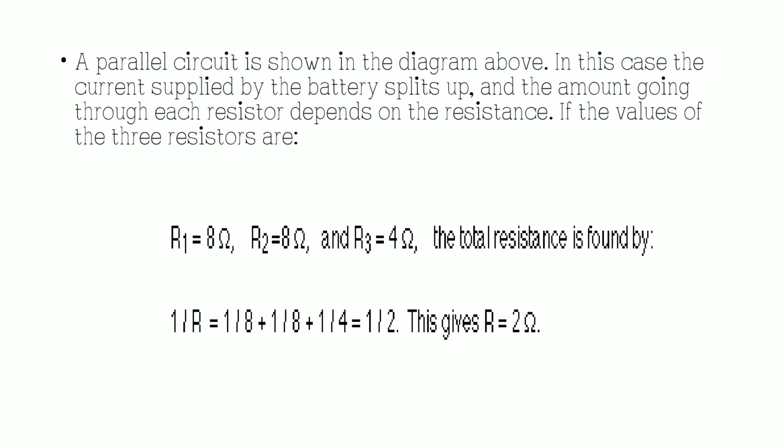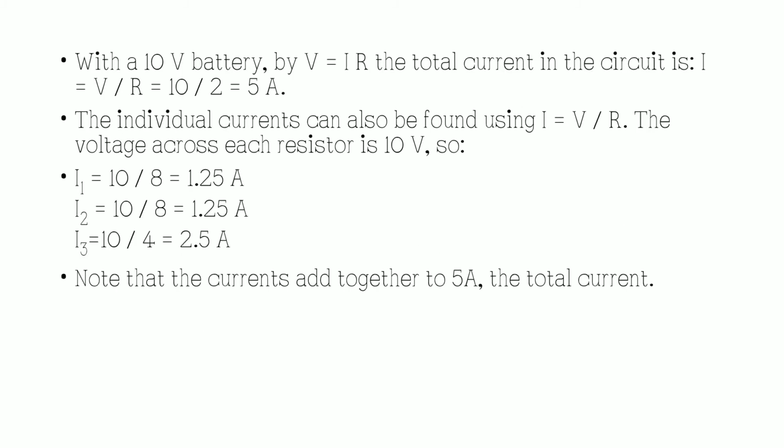A parallel circuit is shown in the diagram above. Suppose we take the value of R1 as 8 ohms, R2 as 8 ohms, R3 as 4 ohms, then the total resistance is found by 1 by R is equal to 1 by 8 plus 1 by 8 plus 1 by 4, which will be equal to 1 by 2, and if you reverse it, it will give the value of R as 2 ohms. So this is a little mathematical calculation we have.